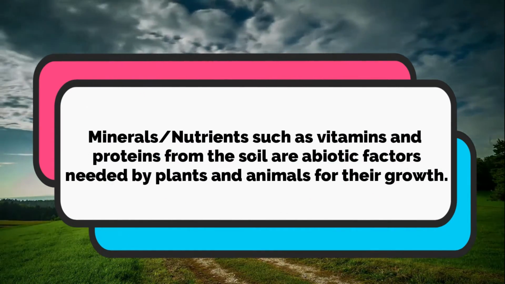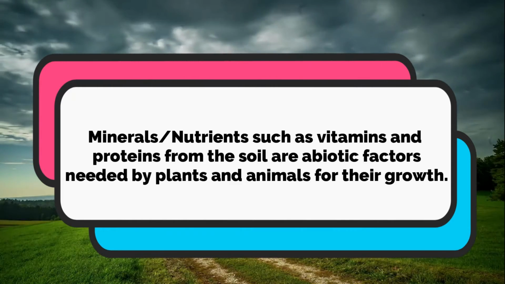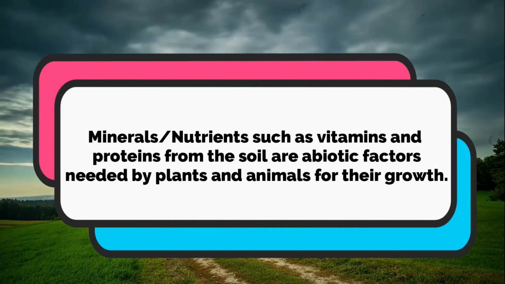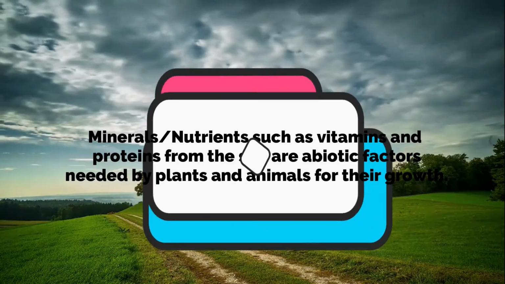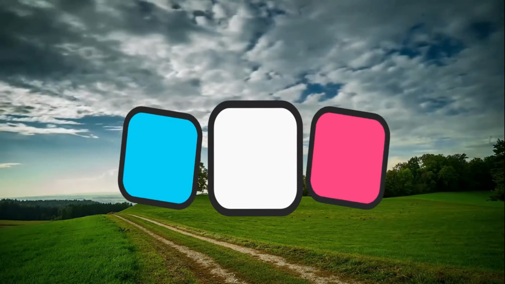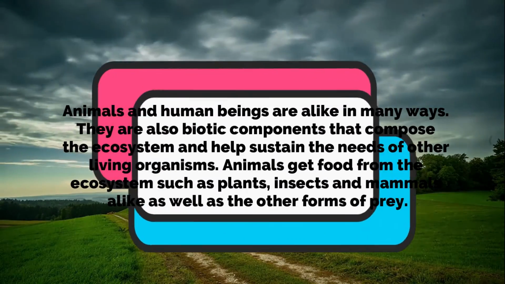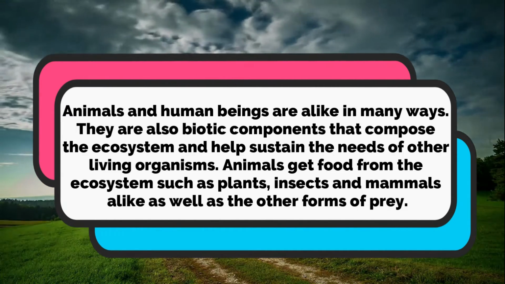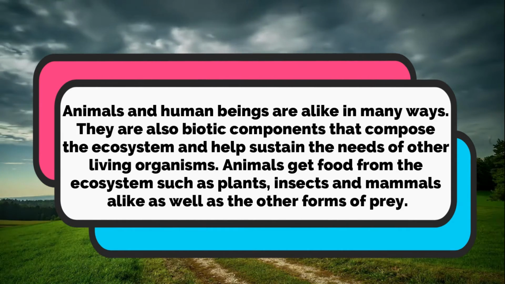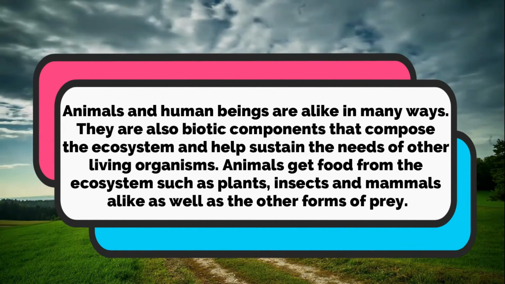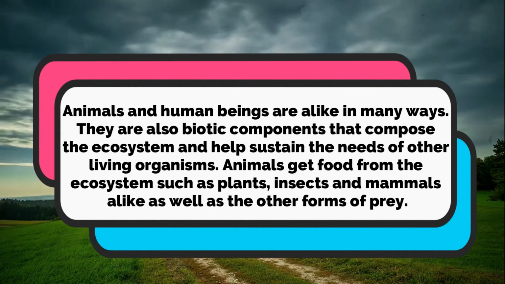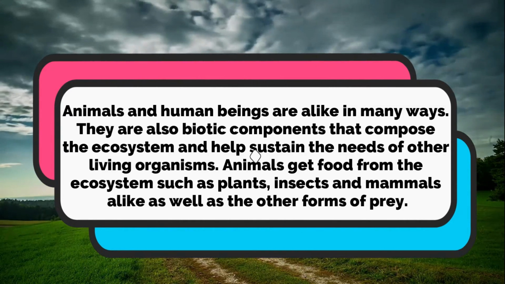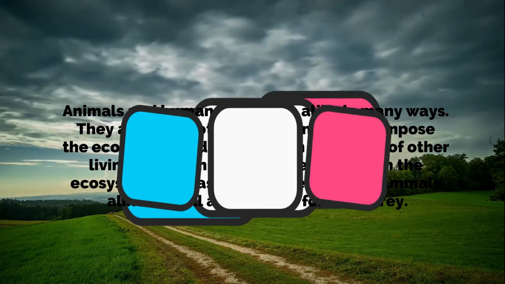Sixth, minerals or nutrients. Minerals or nutrients such as vitamins and proteins from the soil are abiotic factors needed by plants and animals for their growth. Seventh, animals. Animals and human beings are alike in many ways. They are also biotic components that compose the ecosystem and help sustain the needs of other living organisms. Animals get food from the ecosystem such as plants, insects, and mammals alike, as well as the other forms of prey. Eighth, plants.